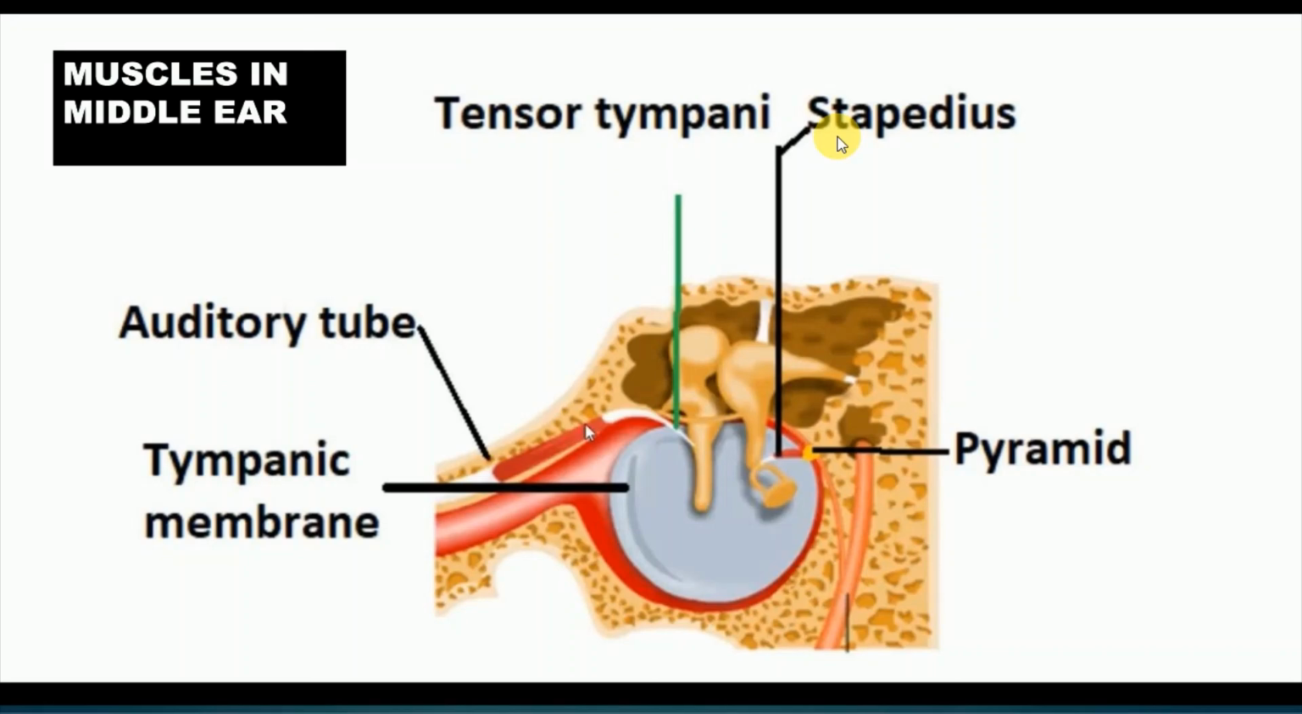Thus, when we have Bell's palsy or facial nerve palsy, this muscle loses its innervation, and thus if we lose this function, we get hyperacusis as we see in Bell's palsy, that is an increased sensitivity to certain amount of sound, because this muscle has lost its function and the footplate of stapes is continuously banging on the oval window.